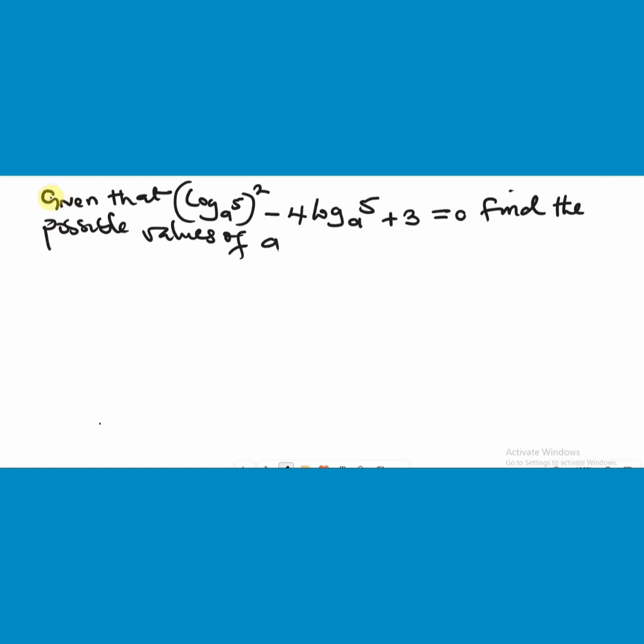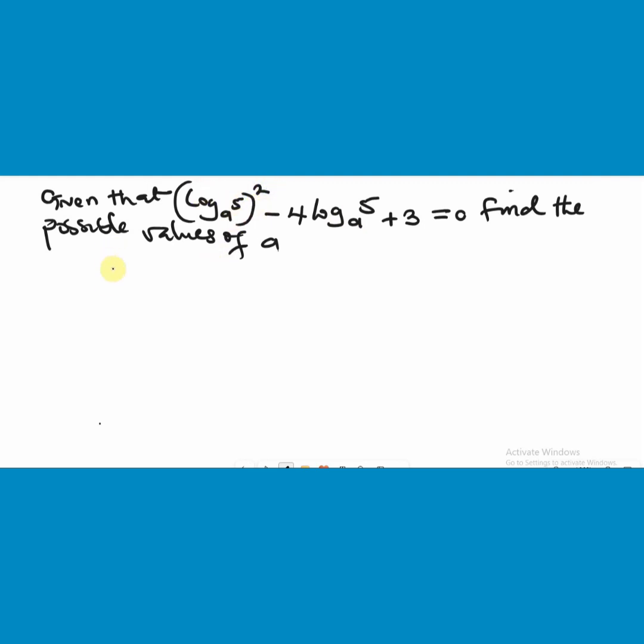Now let's look at this question in logarithm. The question says, given that (log_a 5)² − 4 log_a 5 + 3 = 0, find the possible values of a. So for me to solve this, this is squared, and this is log_a 5, here and also here, and this one is squared.